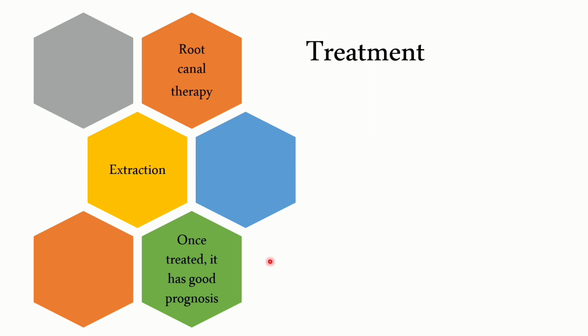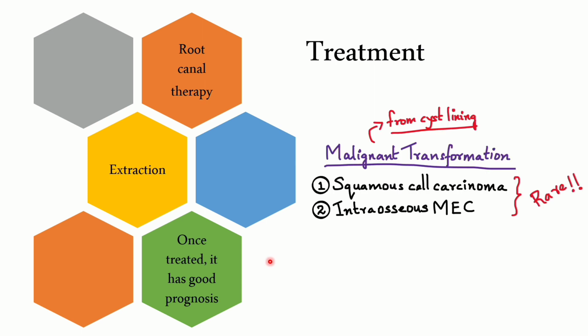Once the tooth is treated, it has a very good prognosis and very rarely undergoes any kind of recurrence. But again, though rare, there are reports of malignant transformation, especially from the cyst lining. So the two tumors, the first one is the squamous cell carcinoma and the second an intraosseous mucoepidermoid carcinoma, can actually develop from this cyst. So let's move on to the final topic, which is the inflammatory collateral cyst.